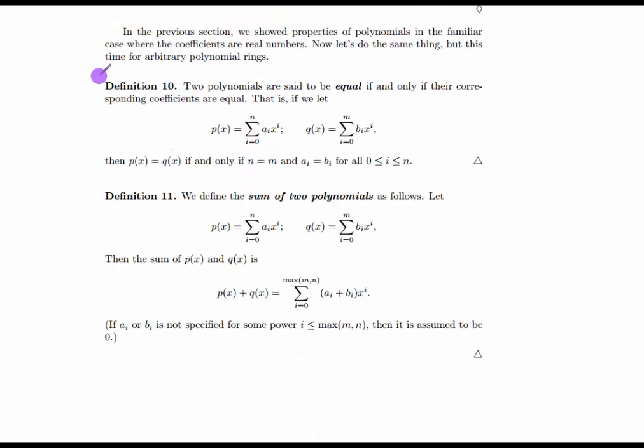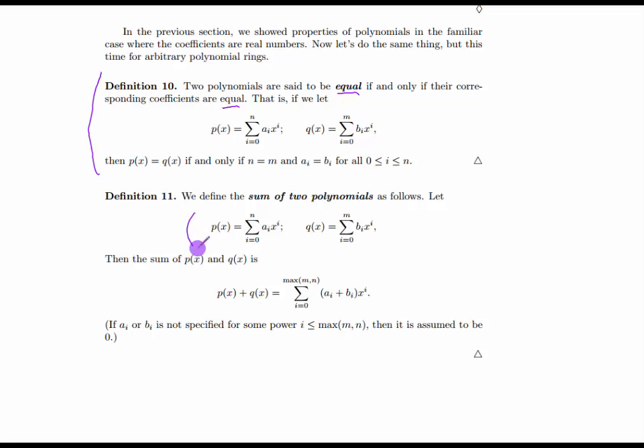All right, now let's define some other notions about polynomials. Two polynomials are equal if and only if all their coefficients are equal. So they have to be equal in every term. And if they are equal in every term, they're considered equal polynomials.